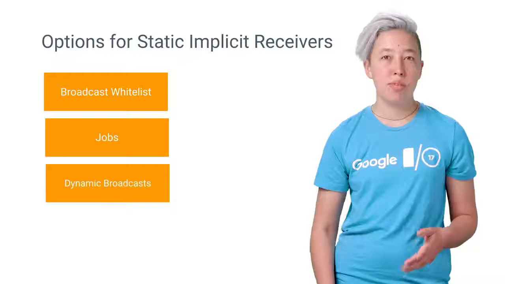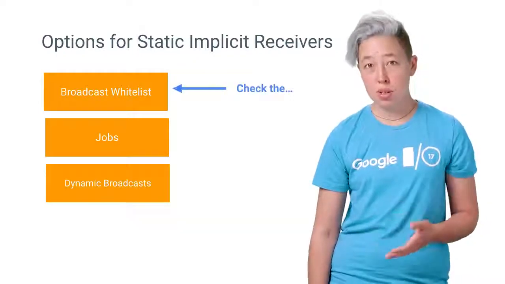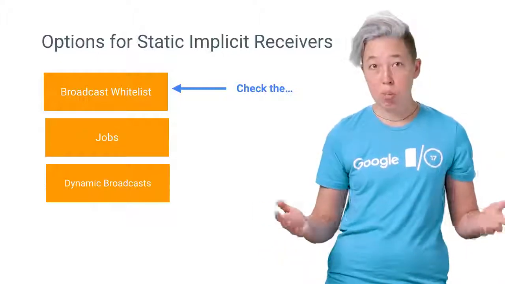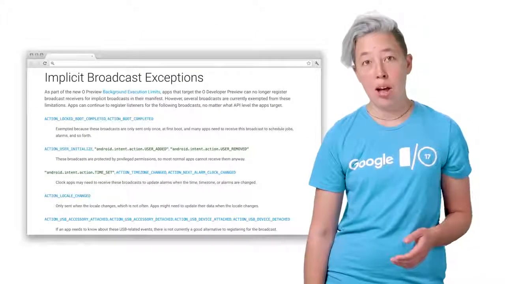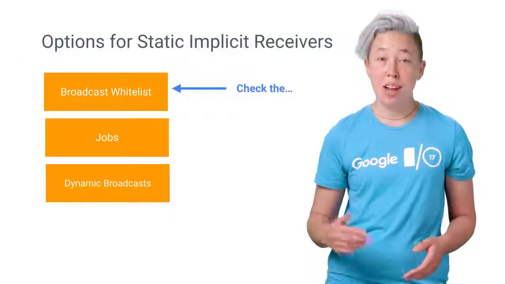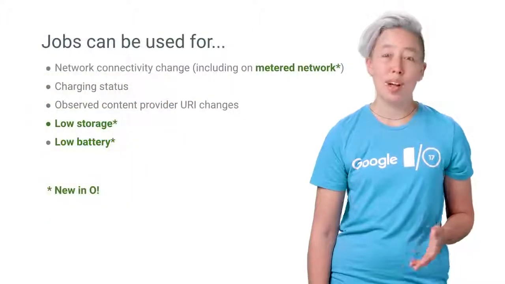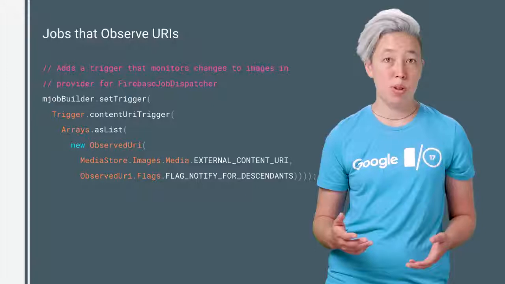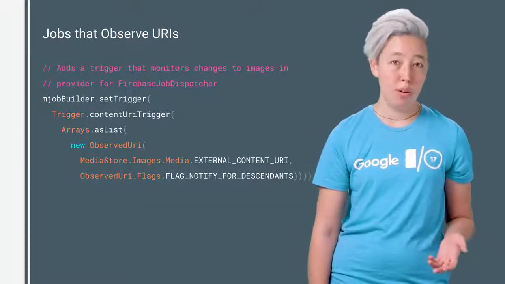So here are your options for replacing static implicit broadcast receivers. Now, there's a short list of exceptions, so you should absolutely check that list first. If the broadcast is on that list, it won't be affected and it will function as normal. This list contains things such as changing locale or plugging in headphones. The full document is linked. If your broadcast is not on the exception list, you might be able to replace it with a job. Jobs can be triggered by the following conditions, some of which have been added in O. In particular, content provider observers can trigger jobs for a variety of situations, such as when the user saves a new picture on their phone.